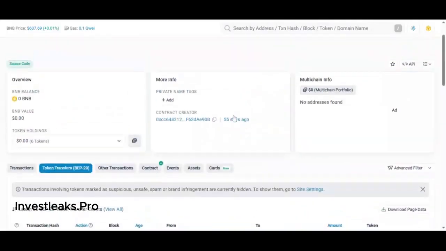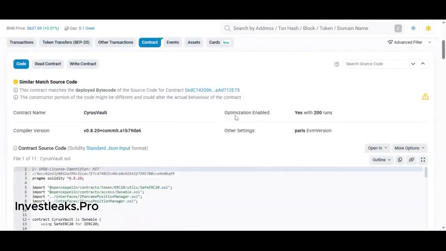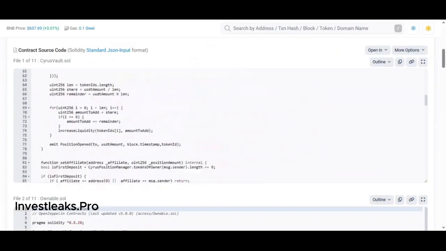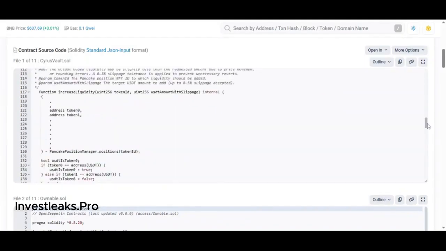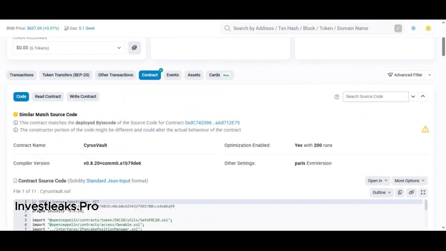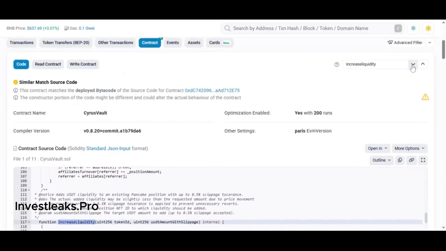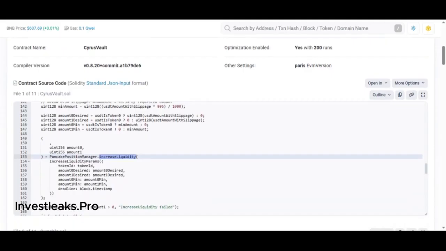I open the Vault contract and start from the basics. My first question is simple. Does this contract really send funds into liquidity, or is that just an assumption? To check this, I stay on the contract code tab and use the search source code field. I type increase liquidity. The contract immediately shows a function that calls Pancake Position Manager increase liquidity. And inside this call, I can see that a token ID is being used.